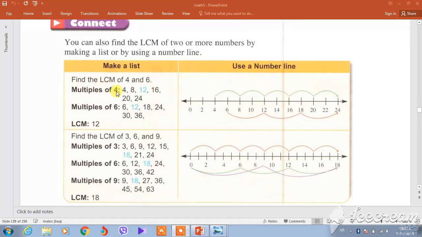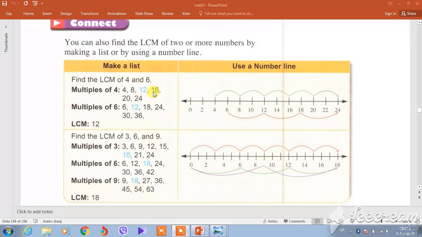For 4, we have multiples of 4: 4, it means 4 multiplied by 1. After that 8, you can add 4 plus 4, or you can say 2 times 4, it means 2 times 4 equal to 8. After that 3 times 4 equal to 12, or 8 plus 4 equal to 12.